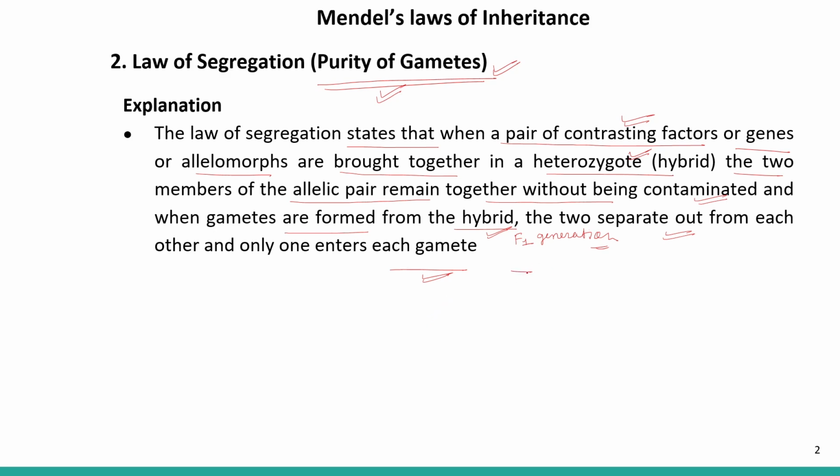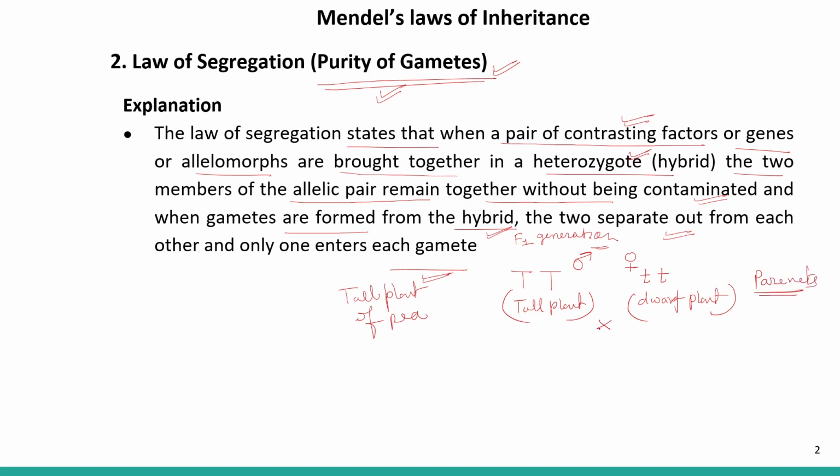So let us take an example. I'm taking an example of a tall plant in P, right? I'm denoting capital T as a tall plant and small t as a dwarf plant. So this is the dwarf plant and this one is the tall plant, right? One will be a male and one will be the female. These are the parents, right?